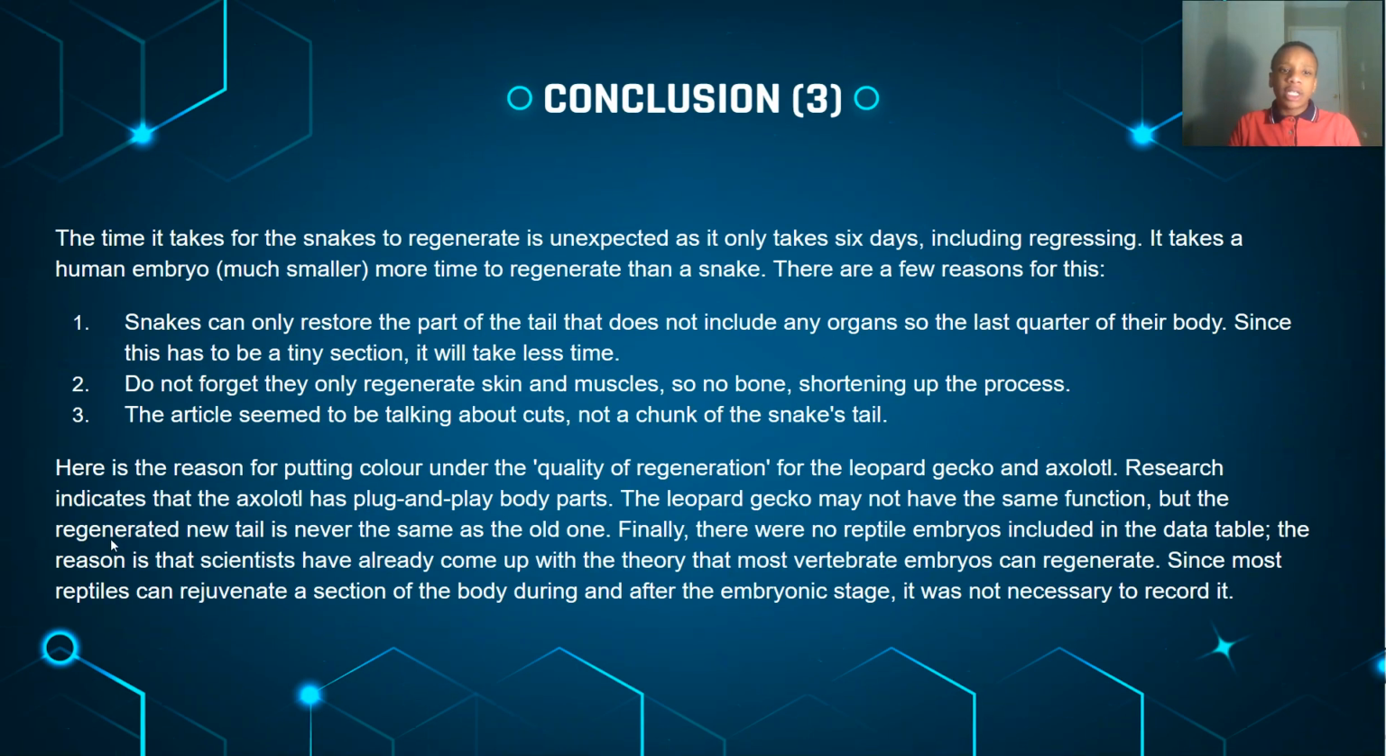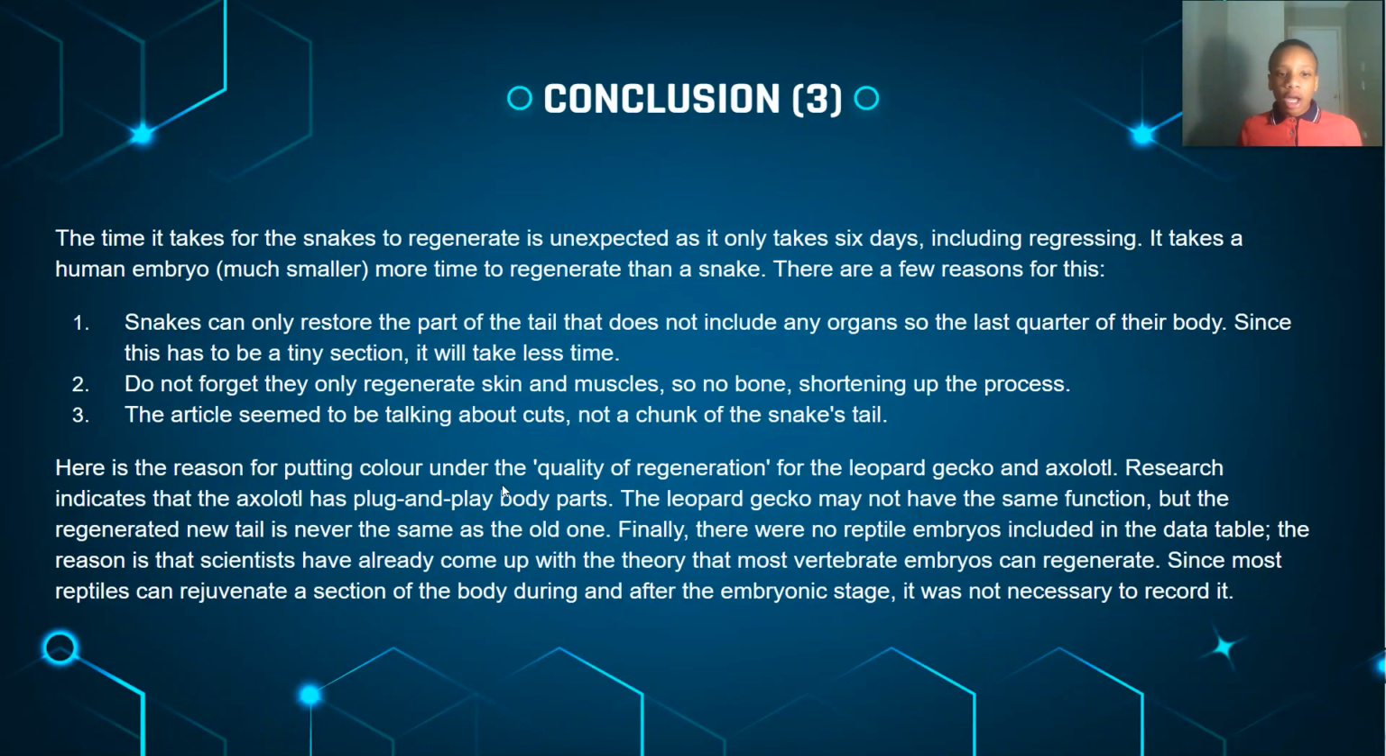The time it took for snakes to regenerate was unexpected, as it only took 6 days. Here are a few reasons for that. Snakes can only restore the part of a tail that does not include any organs, so the last quarter to the last third of their body. This is a very tiny section, so it will take less time. Do not forget they only regenerate the somatic, so no viscera, shortening up the process. This article seemed to be about chunk cuts, not tail amputation.